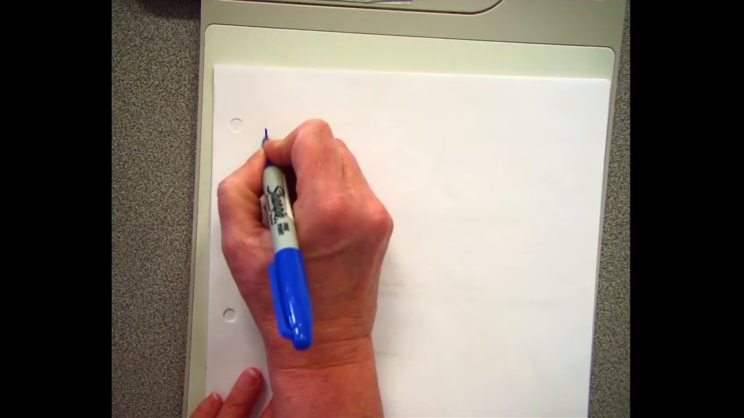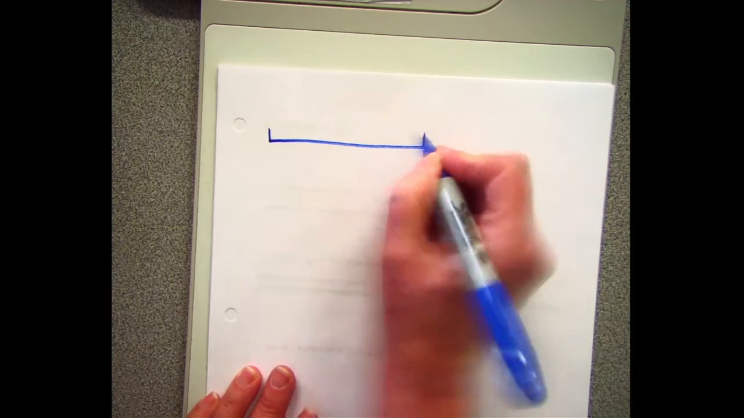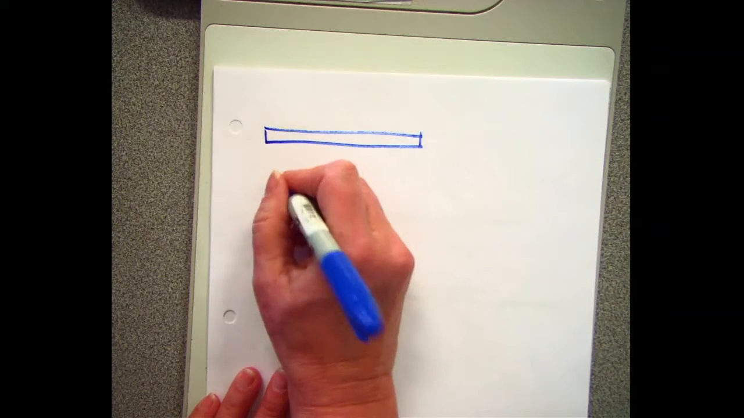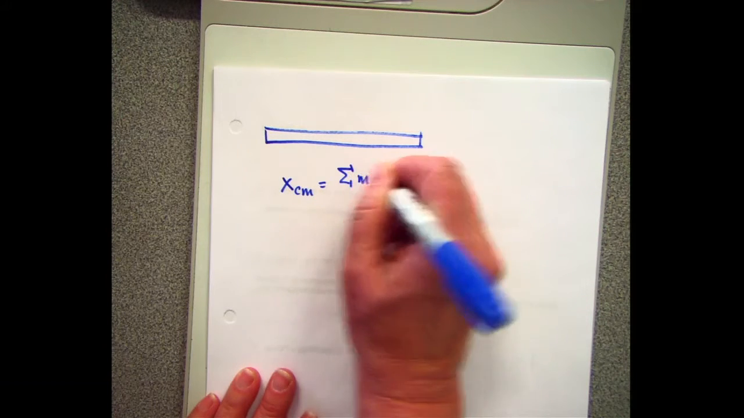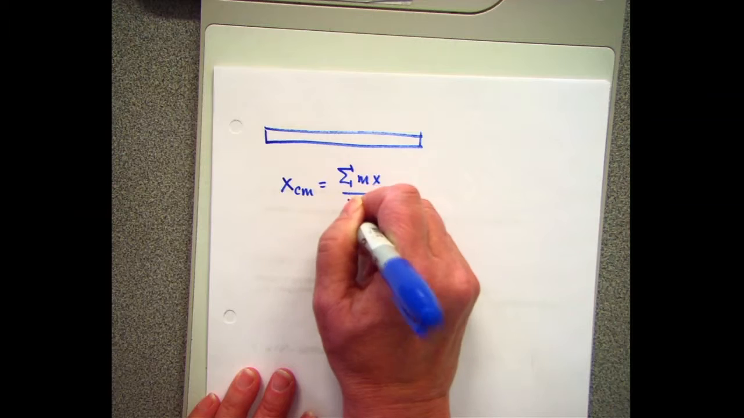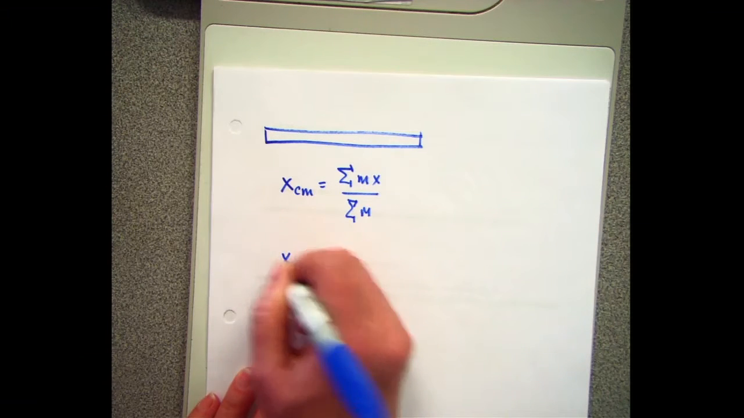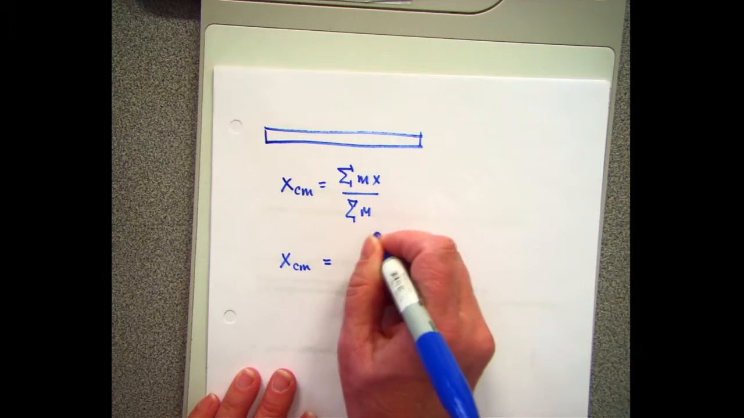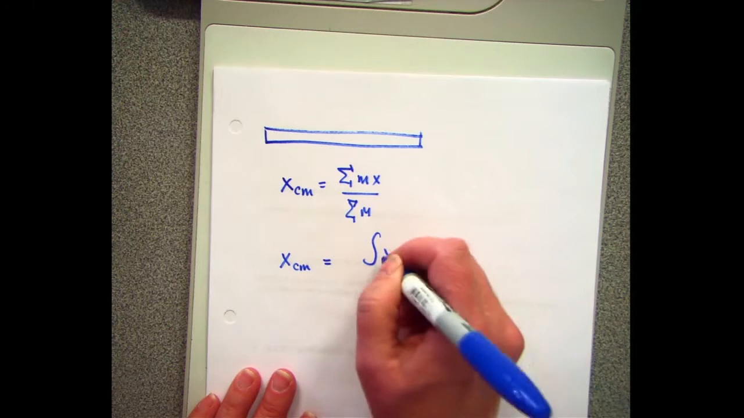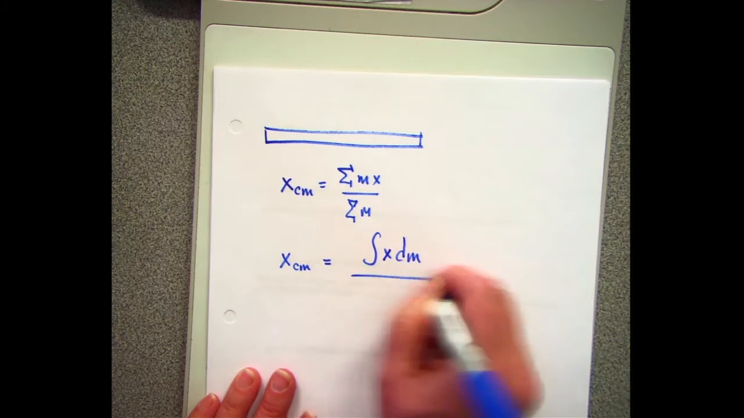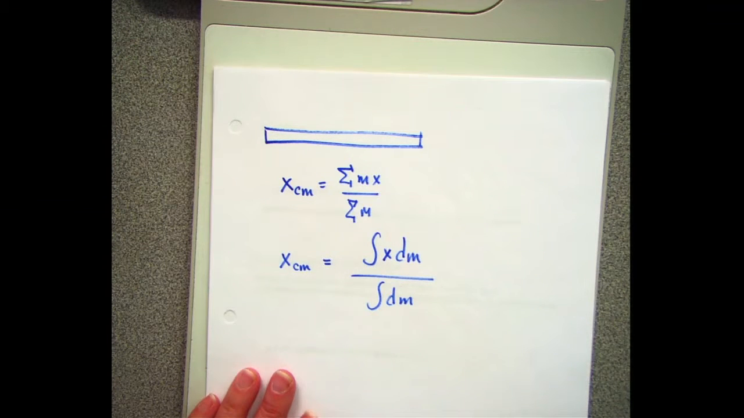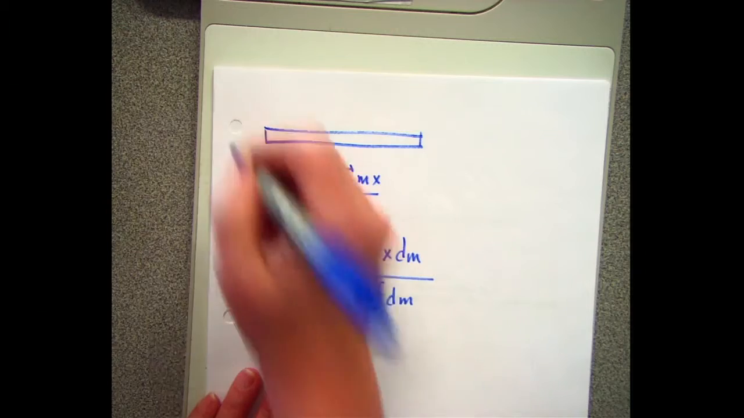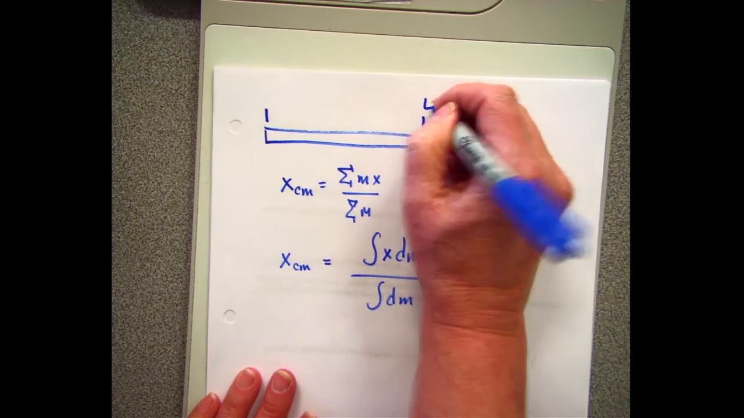So if I have a stick, a meter stick, and I find the x center of mass as the sum of the masses times x divided by the total sum of the masses, that can actually be written, and we've seen it, as the integral of x dm over the entire mass. So I can do this in small integral form. If we do this, we can go from 0 to L.